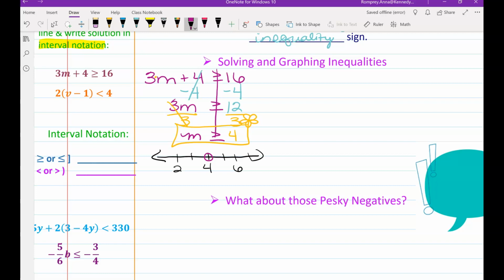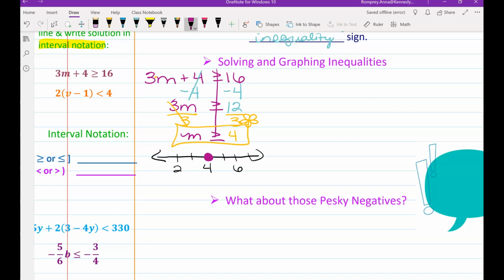What I want you to think about is, is 4 included in our set? Does 4 work? If I plug in 4, what's 3 times 4? 12. 12 plus 4 is 16. Is 16 greater than or equal to 16? Well, it's equal, isn't it? So that means it's included in our set. So if it's included, you need to shade in your bubble. And that is all because it is equal to.